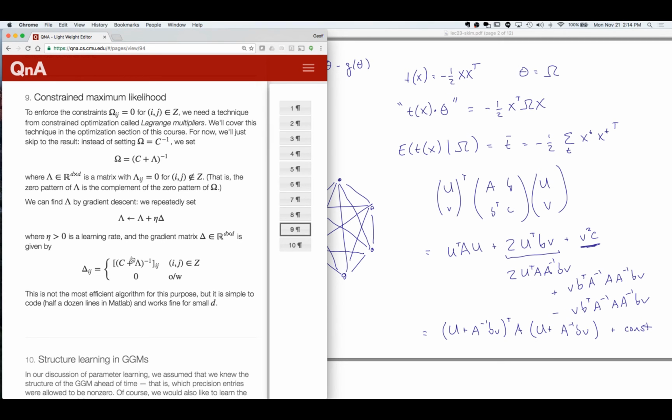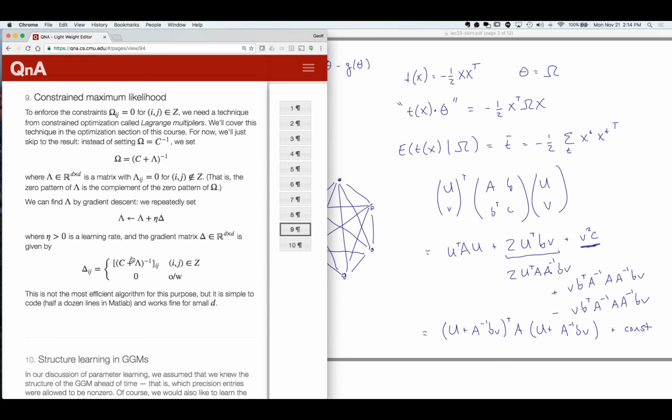All right. So this algorithm, you can implement it in half a dozen lines of MATLAB. It's not the most efficient algorithm for doing this sort of estimation, but it makes up in simplicity what it lacks in efficiency. And it's just fine whenever you're dealing with, let's say, 100 or fewer variables in your graphical model.